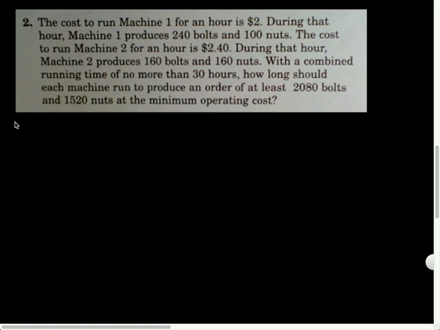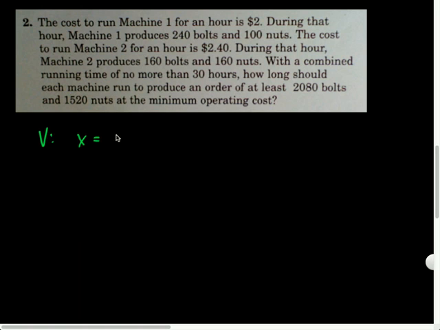How long should each machine run to produce an order of at least 2,080 bolts and 1,520 nuts at the minimum operating cost? Okay, so let's figure out our variables. How long should each machine run? My variables are not the number of bolts each machine produces. It is the amount of time each machine runs.